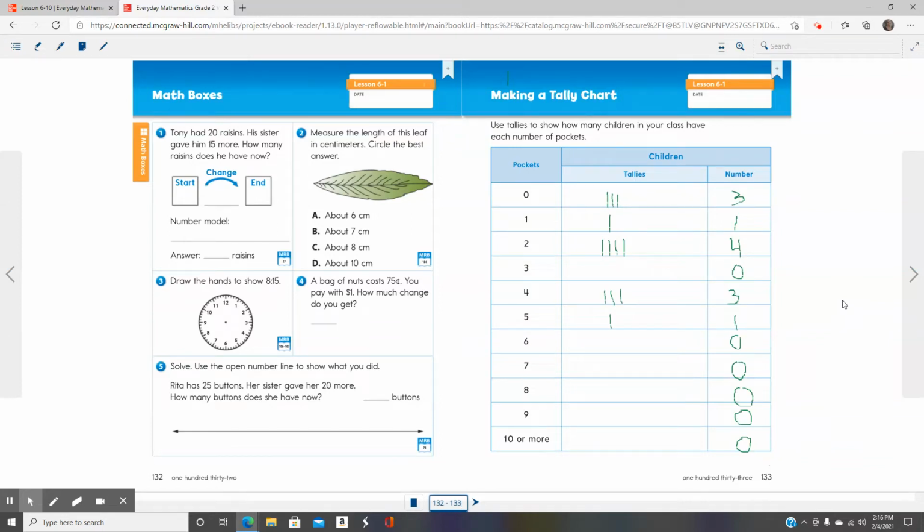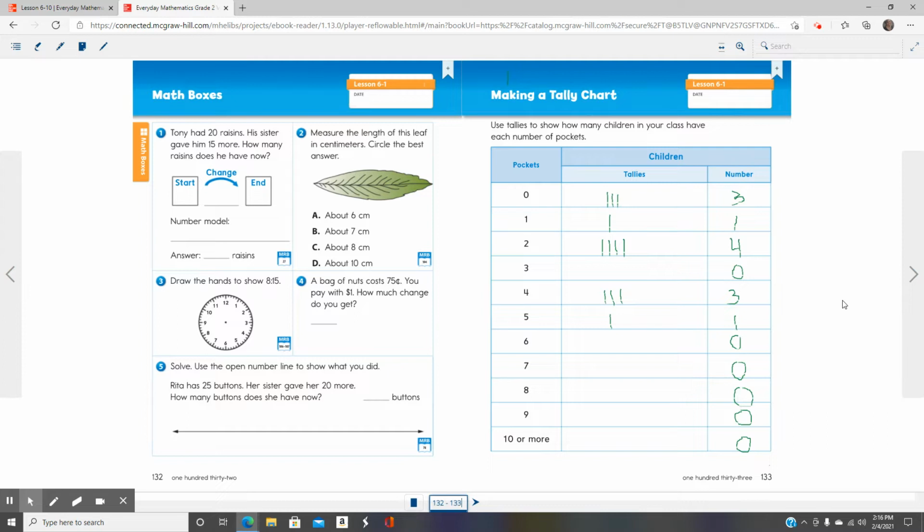Good afternoon, everyone. Today we're going to talk about how to collect data or information. Data is a fancy way to say information, and how to show that information in a very visual way so you can clearly see what kind of information you got.